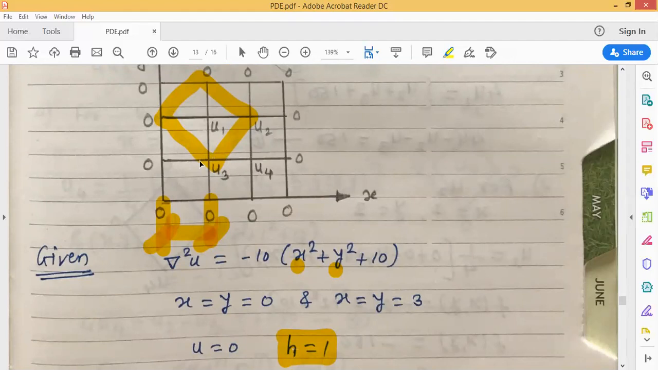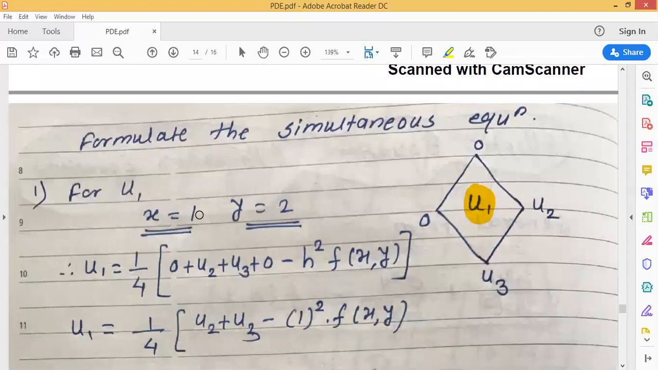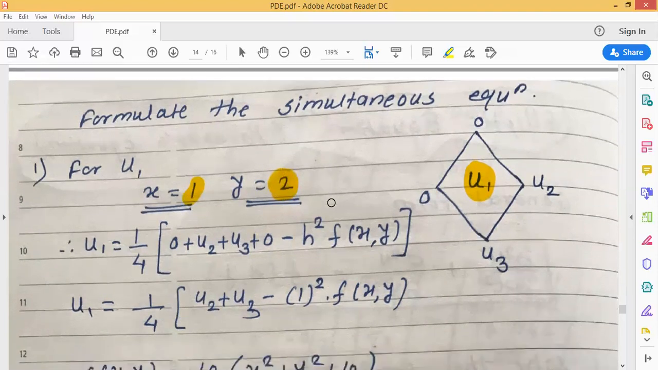Then u3, if you have to find out the u3 coordinates, it is equal to 1 comma 1. And for u4, this is the 2 and this is the 1, means 2 comma 1. So we have to find out the coordinates of u1, u2, u3, u4, means along the x direction the value, and along the y direction the value. So here I write down along the x direction for u1 there is a 1 value, whereas along the y direction there is a 2 value.